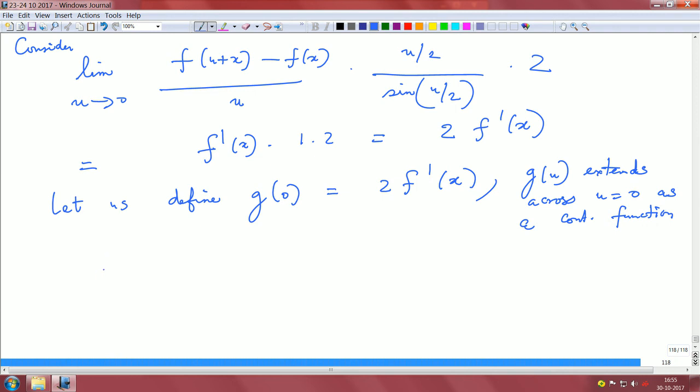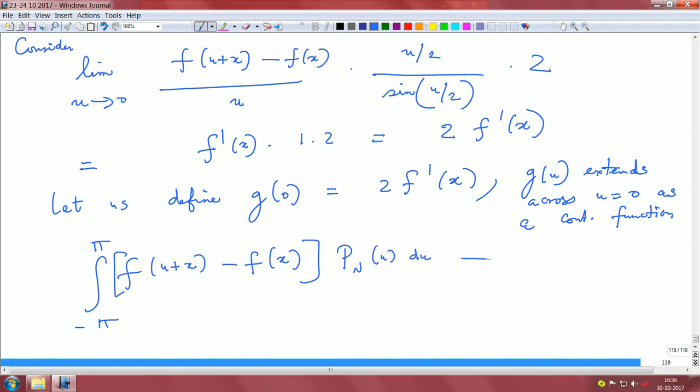So, therefore, we can conclude that at all the points, that is u equals 0 and the rest of the points, the integral from minus pi to plus pi of f of u plus x minus f of x times p n u du heads to 0 as n goes to infinity, and we close this theorem here.